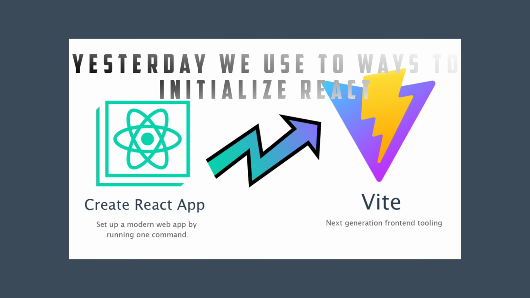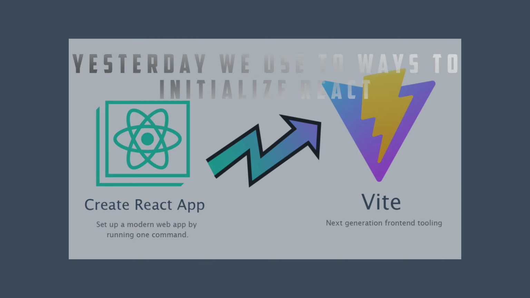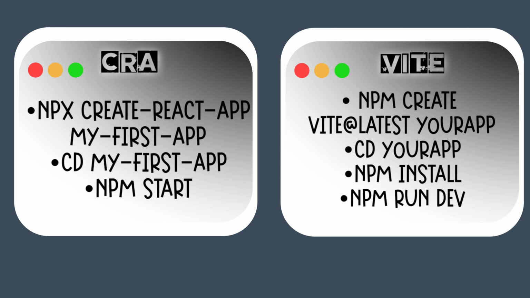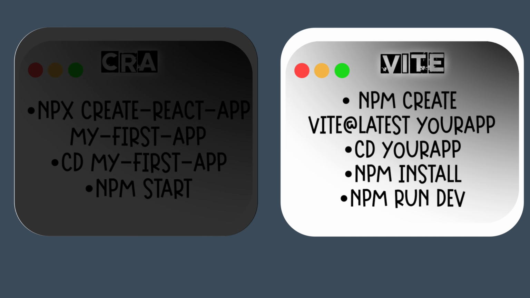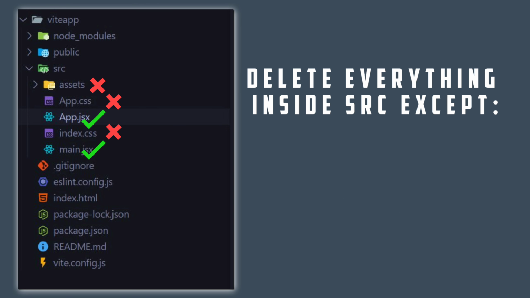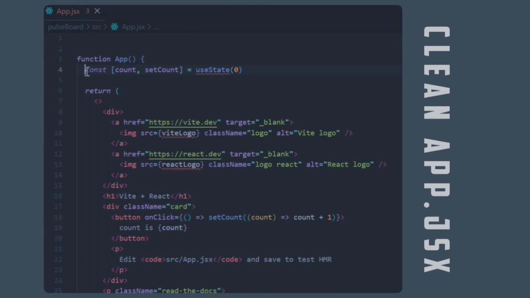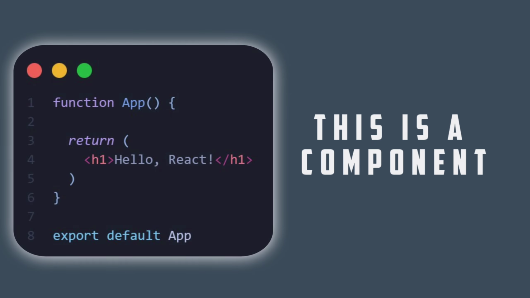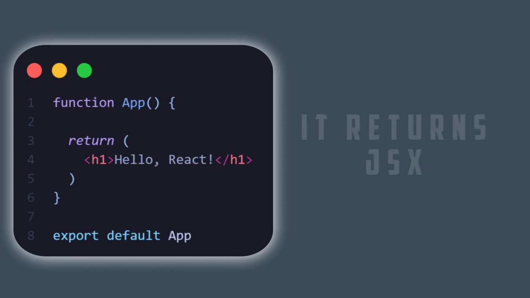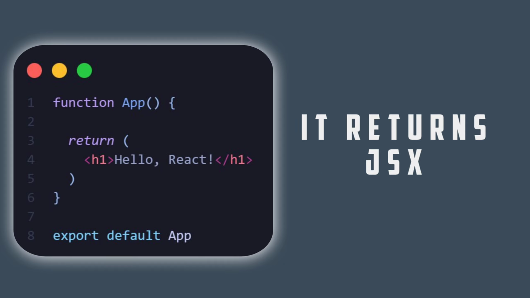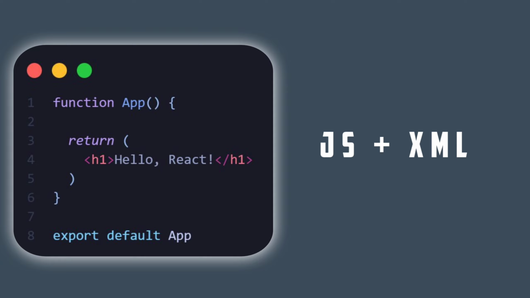Yesterday we used two ways of initializing React, by CRA and by Vite. We are not using CRA. We use Vite, which is the modern and latest. Delete everything inside src except main.jsx and App.jsx. Clean App.jsx. This is a component and it returns JSX, JavaScript plus XML.